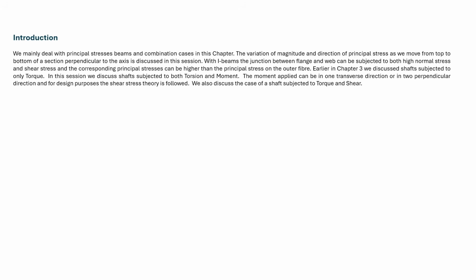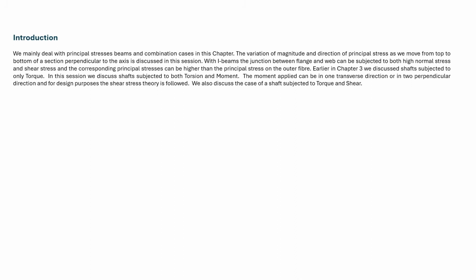We have dealt with combination cases before. In chapter 4, we dealt with eccentric loading and unsymmetric bending. These involved summation of normal stress. In chapter 6, we dealt with pressure vessels also subjected to other types of loads, such as torque, axial load, and moment. Here we mainly deal with combination cases related to circular members or rectangular members.